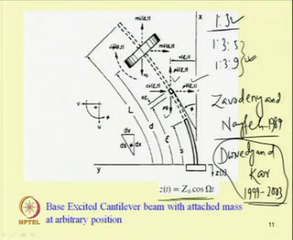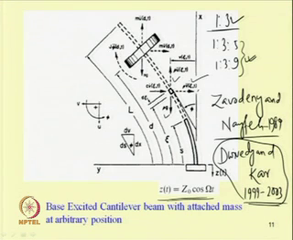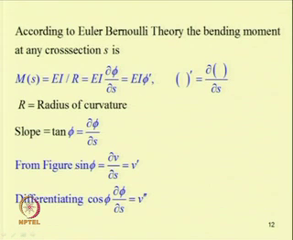So, we can write the sin phi in terms of this. So, sin phi equal to del V by del S. So, we have taken del V. So, this is V. So, for a small displacement del V, del V by del S will be sin phi. So, this is equal to V dash. So, if you differentiate this sin phi, we can write cos phi del phi by del S equal to V double dash.